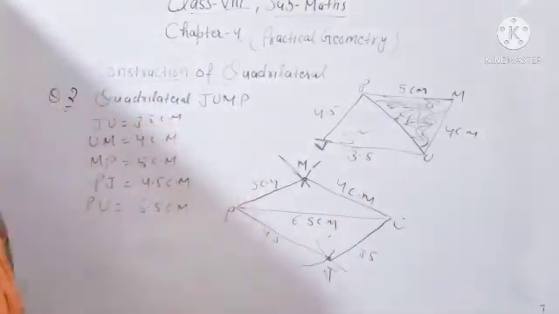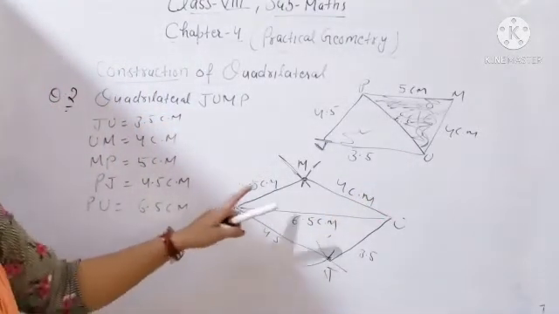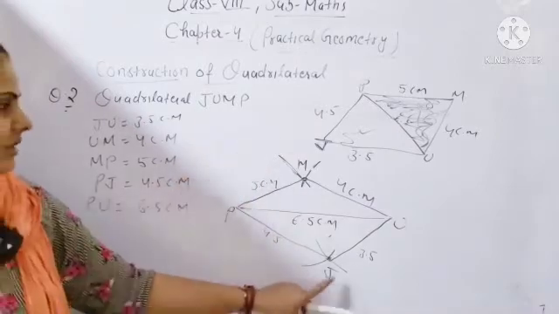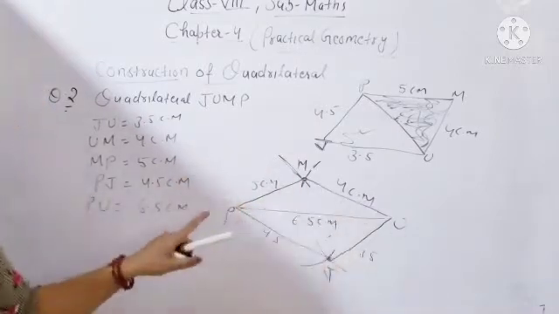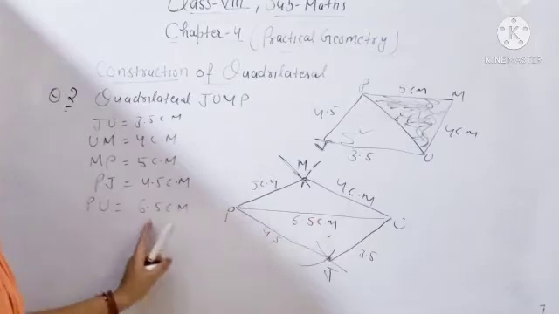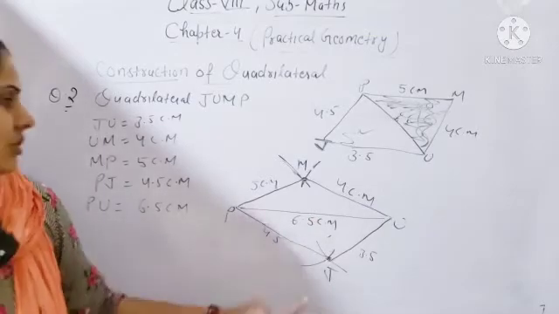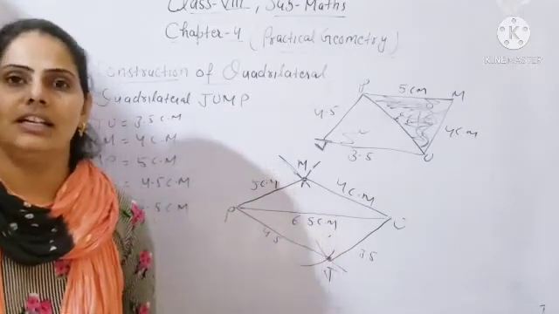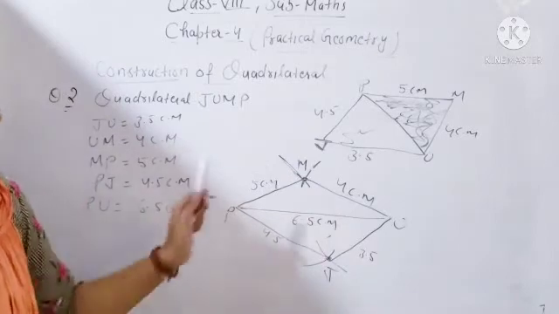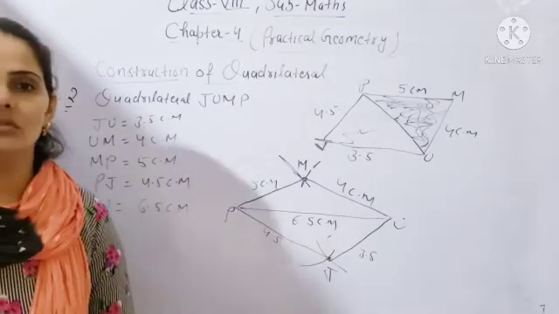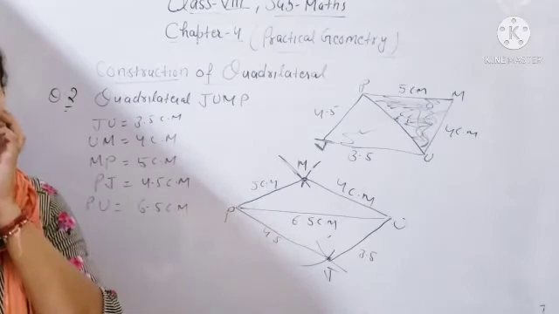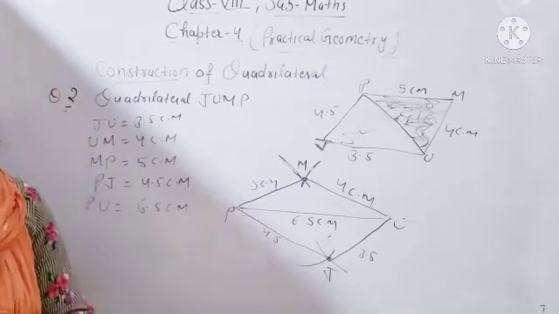Clear? Now this is your required quadrilateral. What is the name? JUMP. So JUMP, and PU is the diagonal here, 6.5 centimeter. So this is your required quadrilateral. Clear, all of you? So like that, now after that you have to do the construction of this quadrilateral also. So step by step you will write the steps.